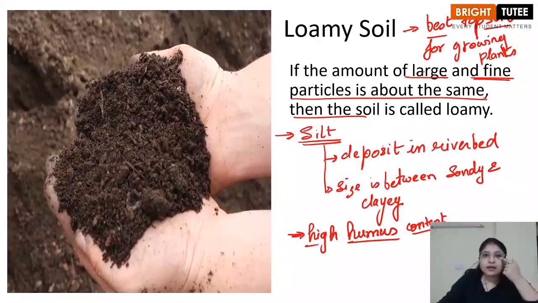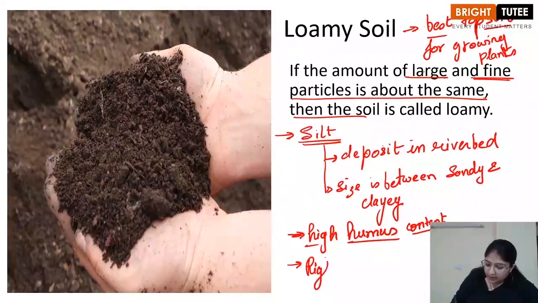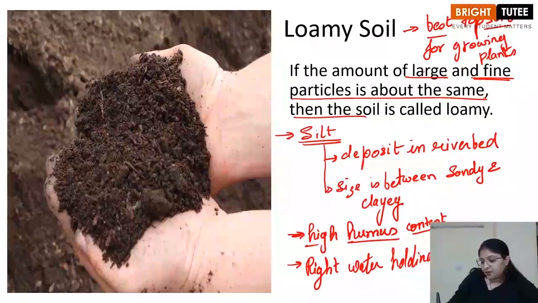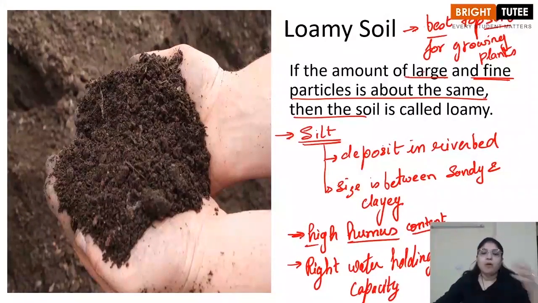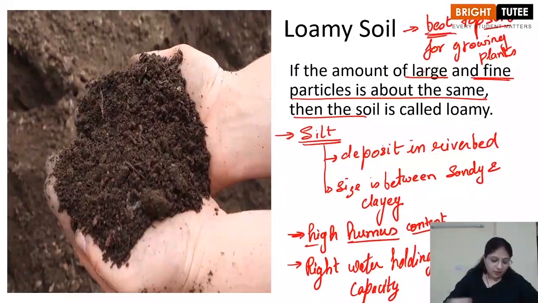The reason is that humus provides nutrition to the plant, right? So this has high humus content and it has the right water holding capacity for the plants. It has the absolutely correct water holding capacity. It is not less, neither more, it is absolutely optimum, right? So this is the property of the loamy soil, which is the best topsoil for growing plants.